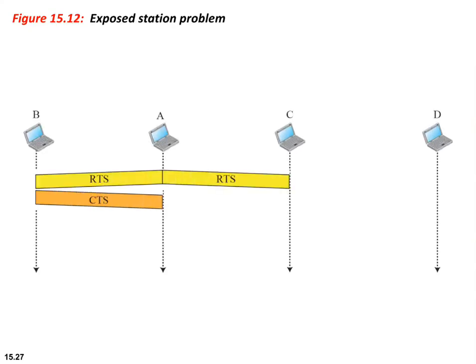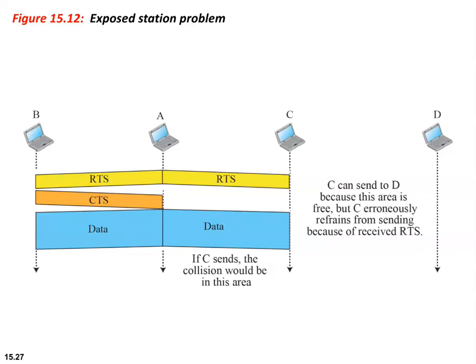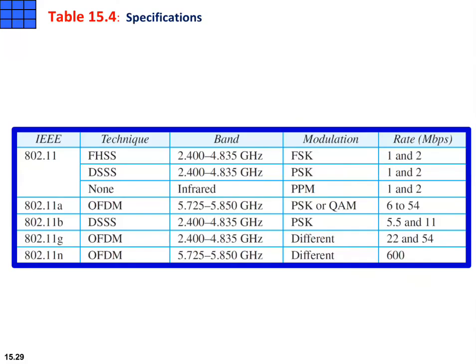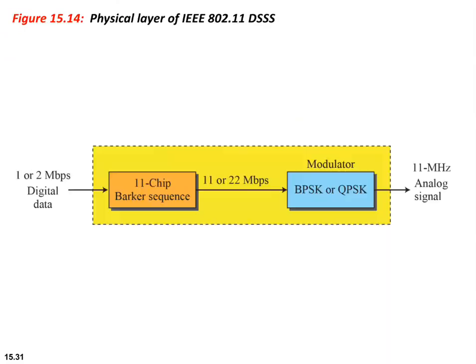Then we can see the exposed station problem. Sometimes what happens is station C can send data to D because that area will be free, but C erroneously refrains from sending because of the received RTS. So if C sends data to D, there will not be a collision, but still it will not send the data because of the received RTS, and this is said to be the exposed station problem. In the next class, we'll be discussing the physical layer and also the Bluetooth topics.